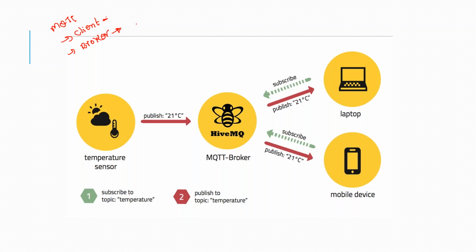And what is the broker? The broker is a kind of software that we can install. The MQTT protocol was designed by IBM, and there are lots of open source brokers available that we can install in our system, and it will work as a broker, like Mosquitto, Mosca, HiveMQ. These are the different brokers that we can install in our system or on a cloud platform, and it will work as a broker.